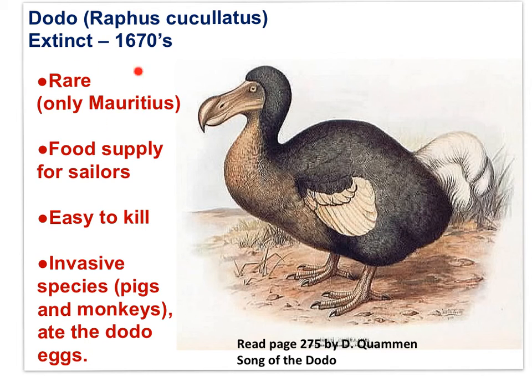It was rare, with a limited distribution, Mauritius only. It was a food supply for sailors. It was easy to kill as a flightless bird. An invasive species ate the dodo eggs. The dodo was a ground-nesting bird, so the eggs were easily taken by rats, pigs, and monkeys.